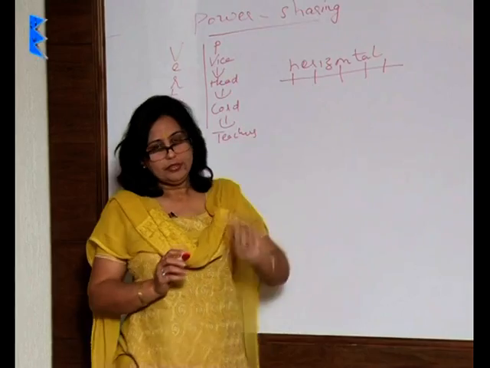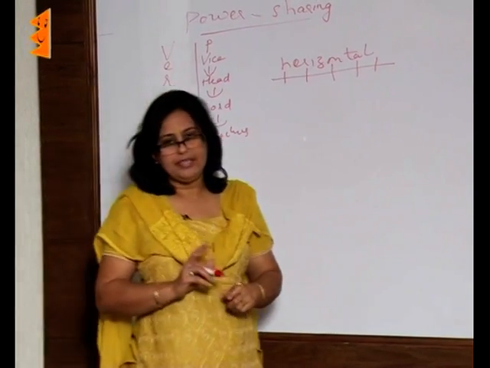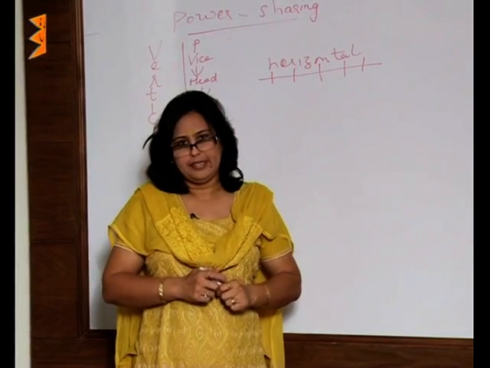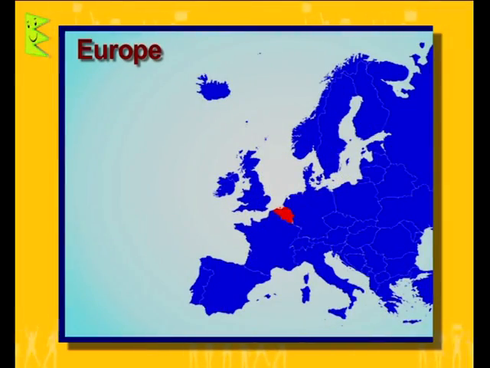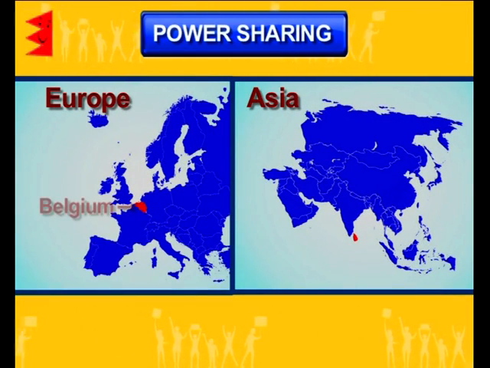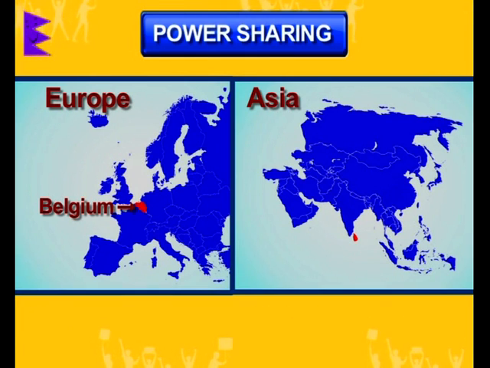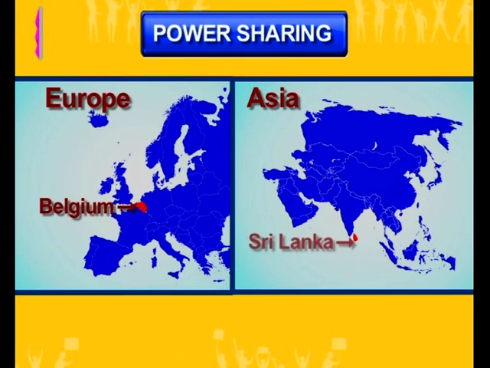So, first of all, we must understand that the power sharing has to be done vertically and horizontally. Now, here we have to explain this by picking up the example of two countries, one of Europe and the other of Asia. Of Europe, we say Belgium, okay, and the other one that we will pick up, Asian, is Sri Lanka.